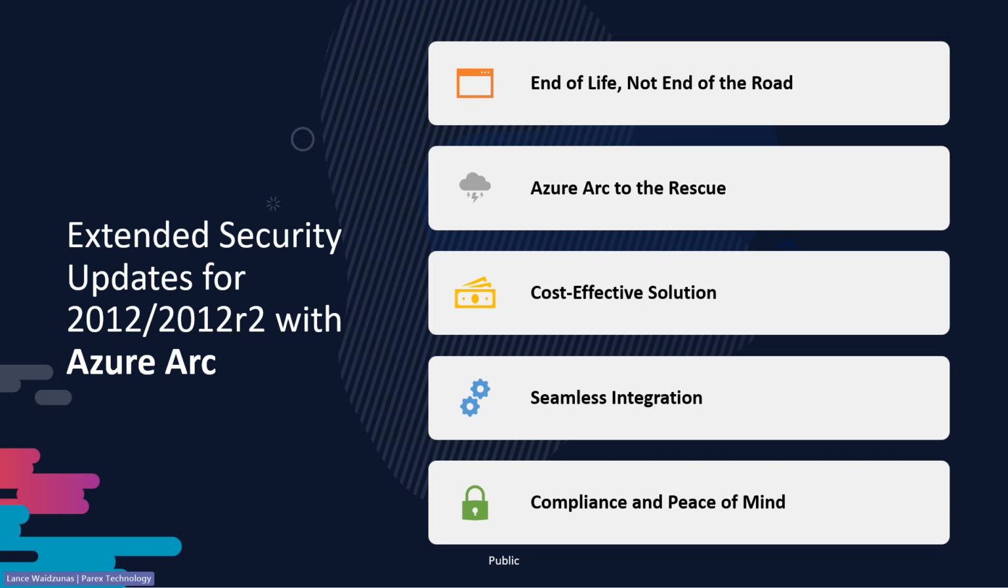So even though the server workloads have reached their end of support, your critical applications running on those operating systems can remain secure. Azure Arc enables you to receive extended security updates, or ESUs, for your Server 2012 or 2012 R2 operating systems. This ensures ongoing protection against emerging threats. This also means that you can continue to safeguard those legacy systems even after the official support period has ended.